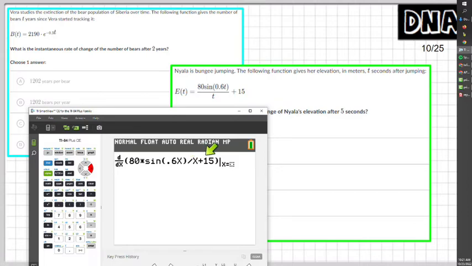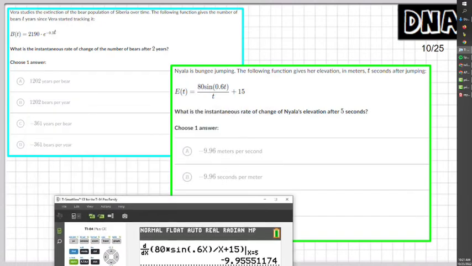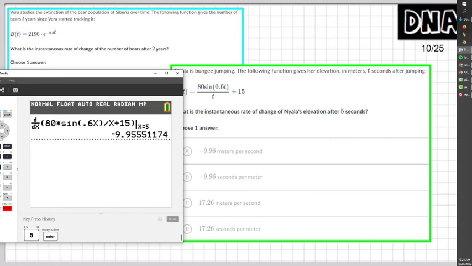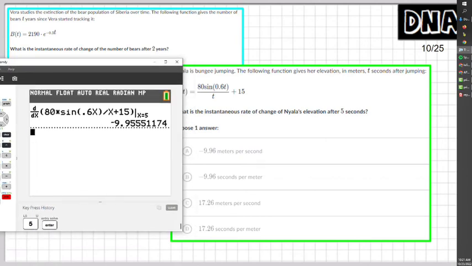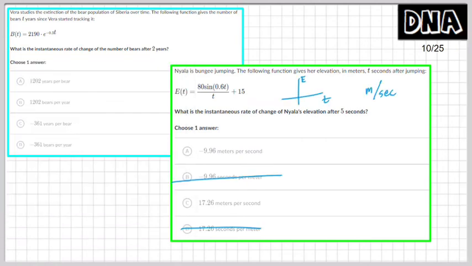But I know the calculator will follow the order of operations, and so it will do division first. So plus 15, and then it's at 5 seconds. So I put 5 right here, and then enter. Booyah! I got my answer. It is negative, well, it was up here, negative 9.95, which we can see right here. Negative 9.96. Looks like they rounded it.